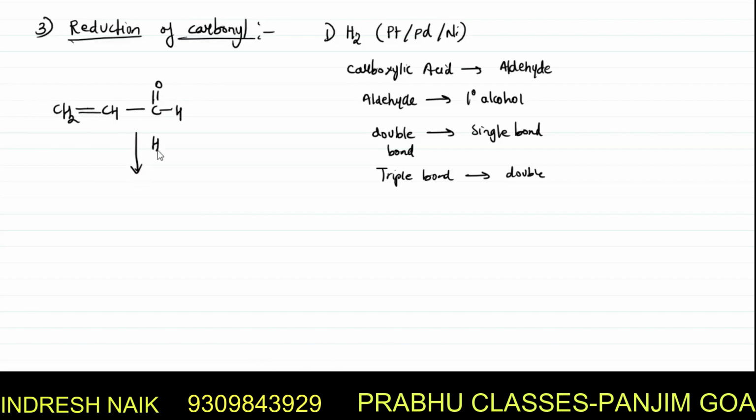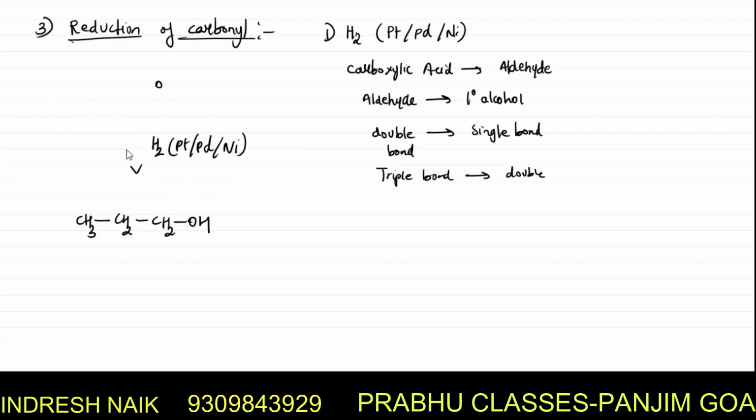After addition of the hydrogen in the presence of platinum, palladium, or nickel, what will it do? It will reduce this as well as reduce this. Reduction means addition of the hydrogen. This will change to CH3. This will change to CH2, and also this will change to alcohol. Like this is the compound you are going to get. This is the first reducing agent which we should know. A very good reducing agent.